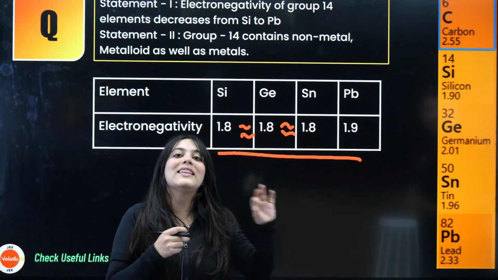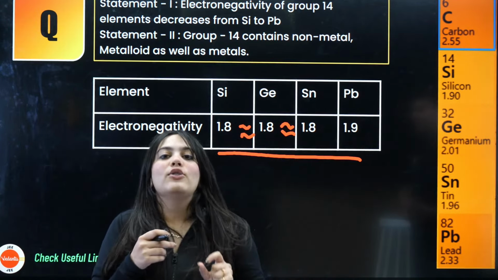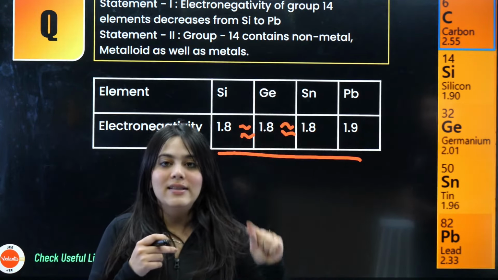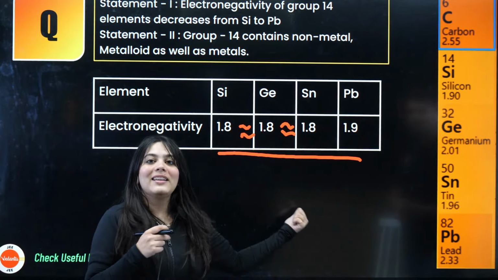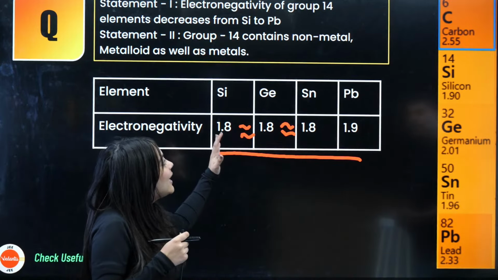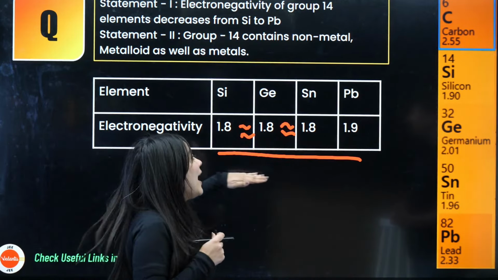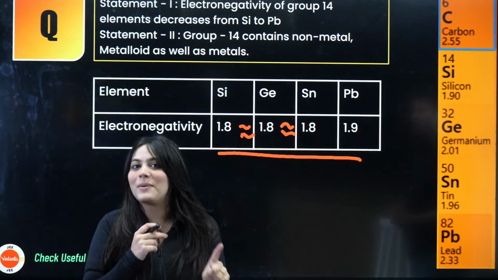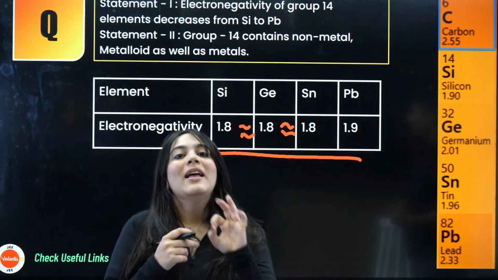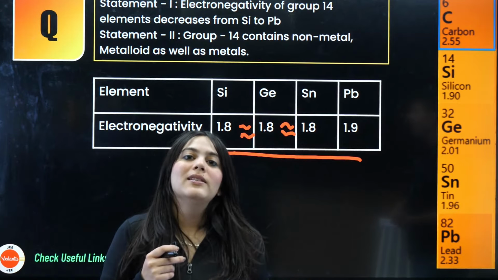So this question can be considered a bit controversial if you consider the internet. But as we know, NTA only considers the values given in NCERT. So from silicon to lead, as it has asked, the value is actually increasing. So that will be the answer and it will never be considered an out of syllabus question. But yes, it is a factual based question.